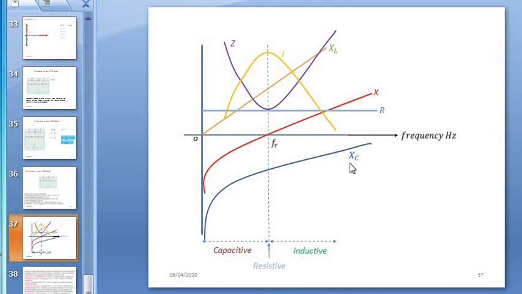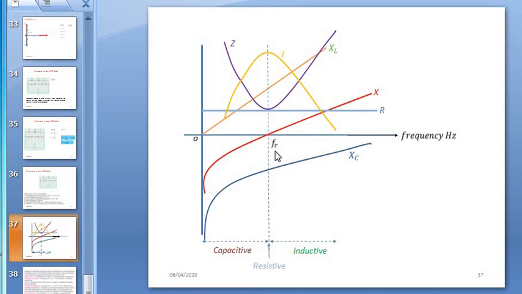XC. XC is given by 1 divided by omega C or 1 divided by 2 pi FC. It is inversely proportional to frequency. When frequency is minimum, the XC will be maximum. As the frequency is increasing, the XC will reduce in the negative fashion. At maximum frequency, the XC will be minimum. The net reactance X is given by XL minus XC or XC minus XL. So this is the XL minus XC curve.